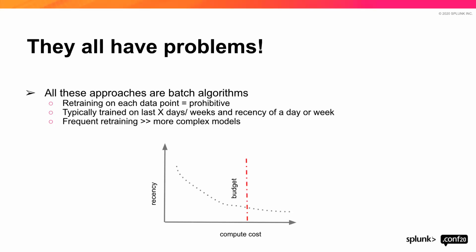So fundamentally, they're all batch algorithms. Retraining them on each point is actually prohibitive. What ends up happening is we have customers of ours, and we ourselves in the past, have picked these sorts of algorithms and trained them on a certain batch of data, and then we retrain them every day or every week and so on. But there's a fundamental truism about most of what we do at Splunk, which is: frequent retraining is actually better than more complex models.